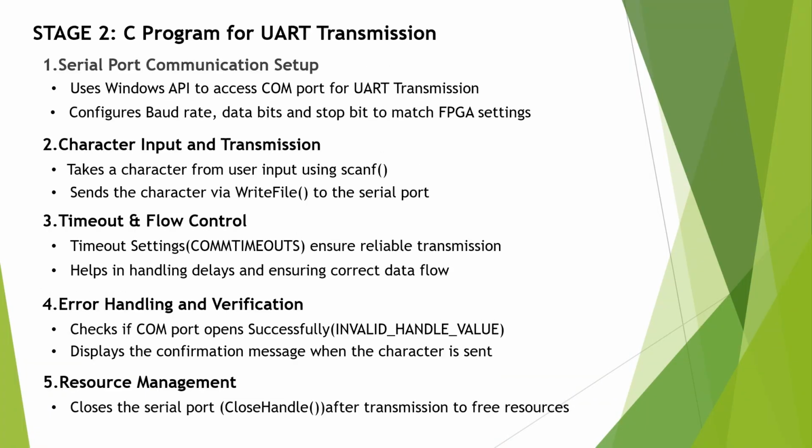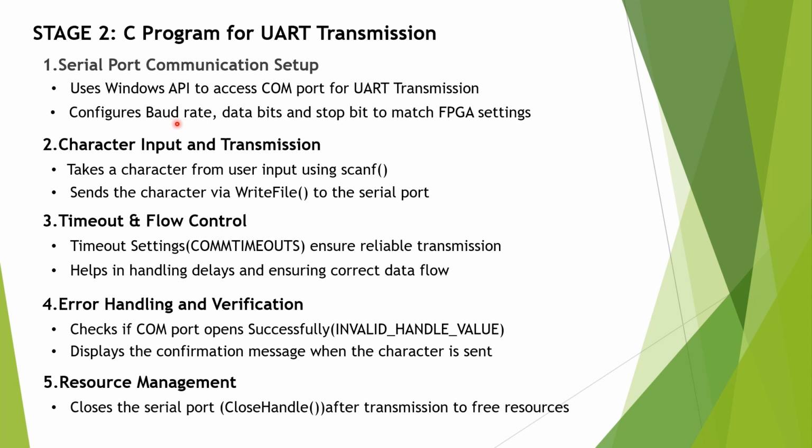So stage 1 of project development, which is UART receiver design and verification, has been done. Now we will move to stage 2, which is the C program for UART transmission. The first step is serial port communication setup. On Windows, we use the Windows API to access the COM port, which allows communication between the PC and the FPGA. The key configurations include baud rate setting, data bit, and stop bit. These settings must match the FPGA's UART configuration.